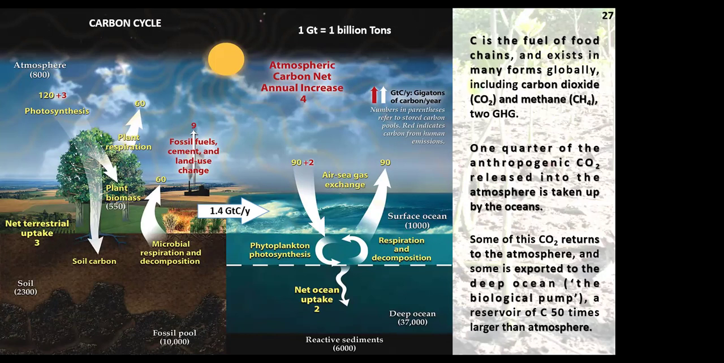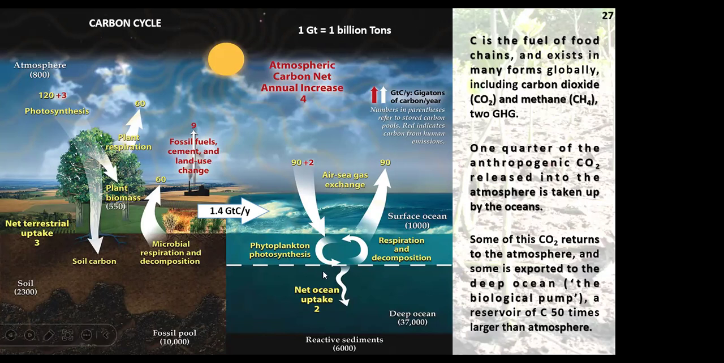1.4 gigatons of carbon are released from the earth to the oceans. The oceans take a quarter of the anthropogenic carbon released in the atmosphere, which dissolves in the ocean. 90 gigatons of carbon enter the food chain, and phytoplankton photosynthesis is used. Another part is released by respiration and decomposition, a very similar amount, which is again released to the atmosphere.